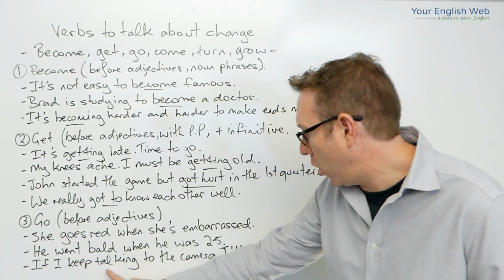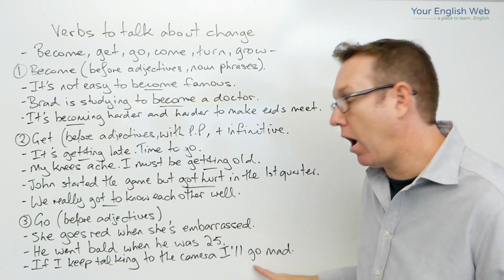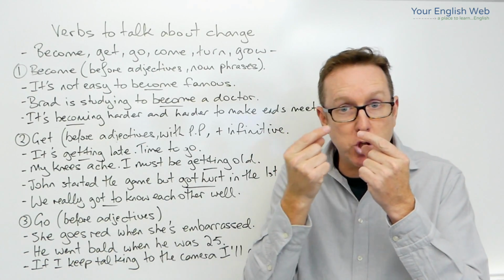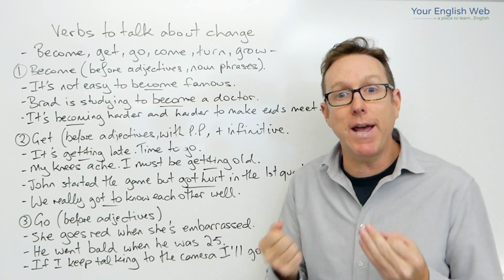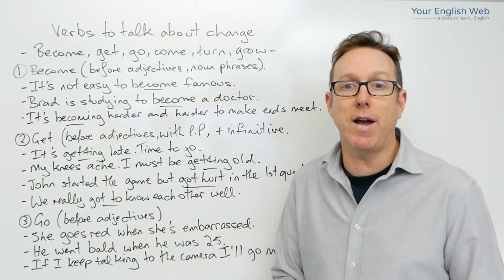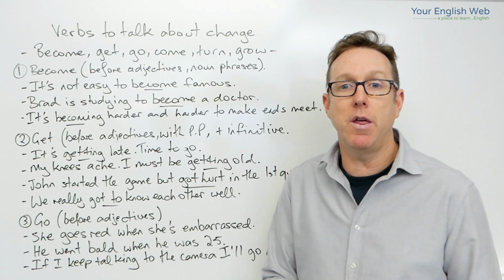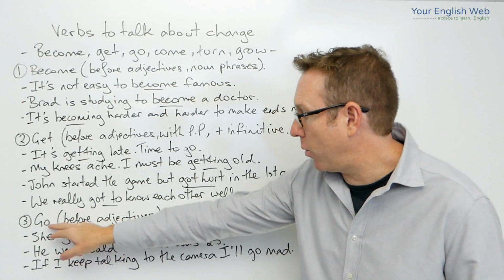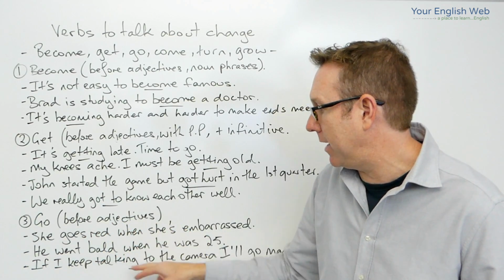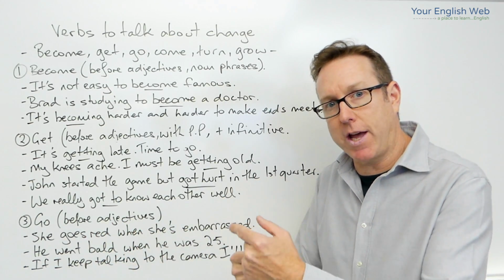If I keep talking to the camera, I'll go mad. I'll go crazy. I'll go mad. I'll go crazy if I keep talking to this camera. Okay. So that's the way that we can use it before adjectives in order to show that change as well.